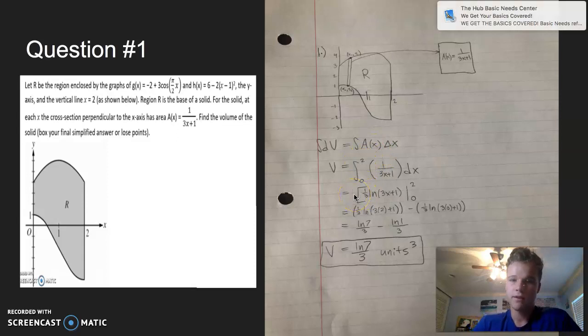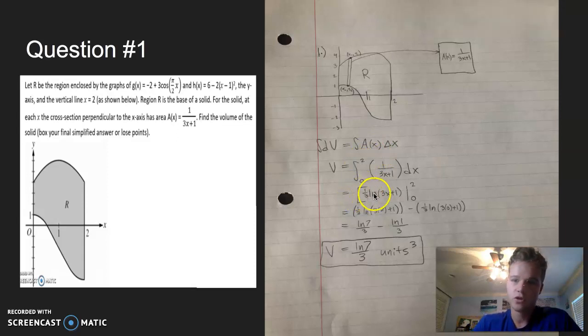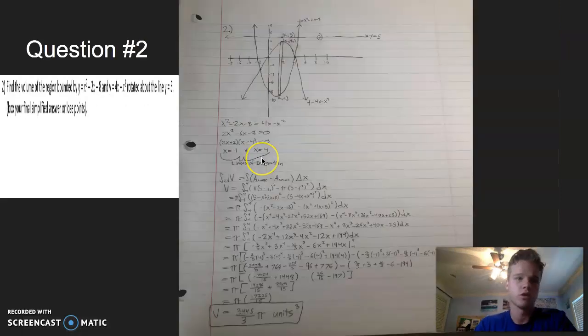And then I found the antiderivative to be 1 over 3 ln 3x plus 1, from 0 to 2. And then I used FTC part 2 to simplify that down, and I got an answer of ln 7 over 3 units cubed.